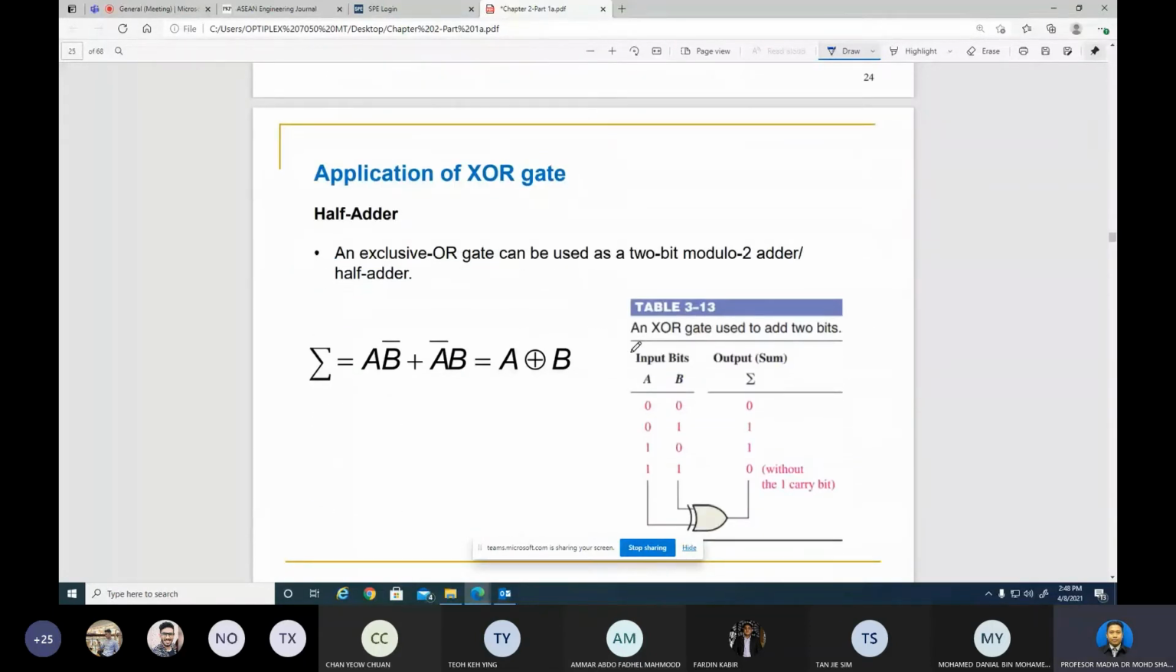Another application of XOR, the exclusive OR, is the half adder. This is an example where we use a half adder. I will explain it in the next topic on the half adder.